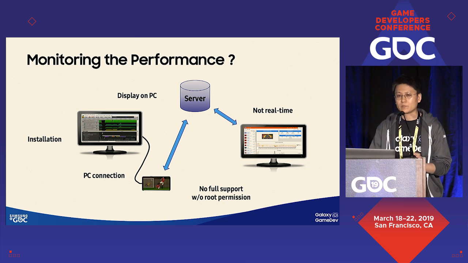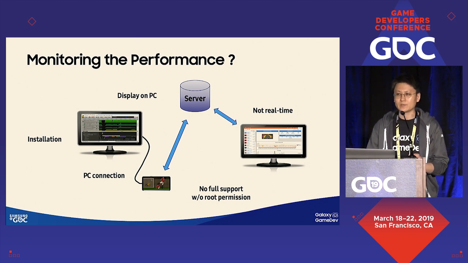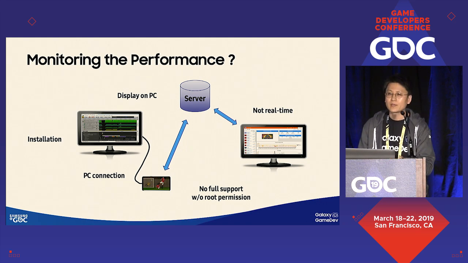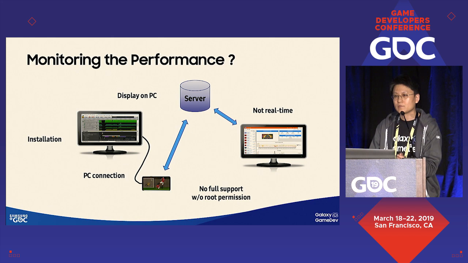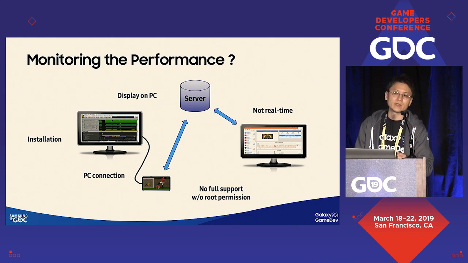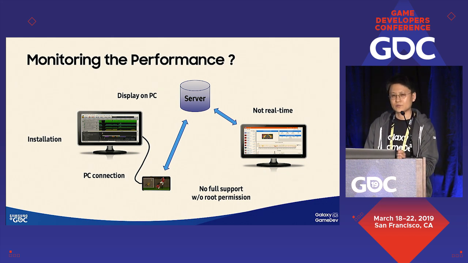We need to install some packages on the PC, and we need to connect to the PC to use it. And it shows the performance information on the connected PC, sometimes not in real time, and does not support full capability without root permission on the device. We think these several inconveniences are preventing developers' access to performance.